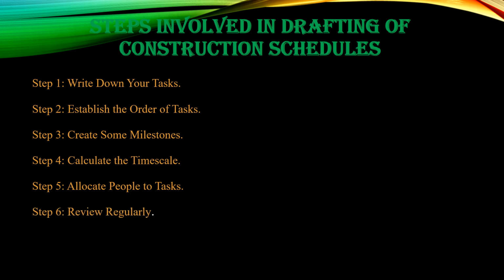And in the sixth step, review the process regularly. So it is a six-step process. First of all, you have to brief the activities. After that, you have to establish the logical sequence between the activities, then fix the milestone, and after that calculate the time period. After that, allocate resources for performing these particular activities, and after completing this work, it should be regularly monitored.